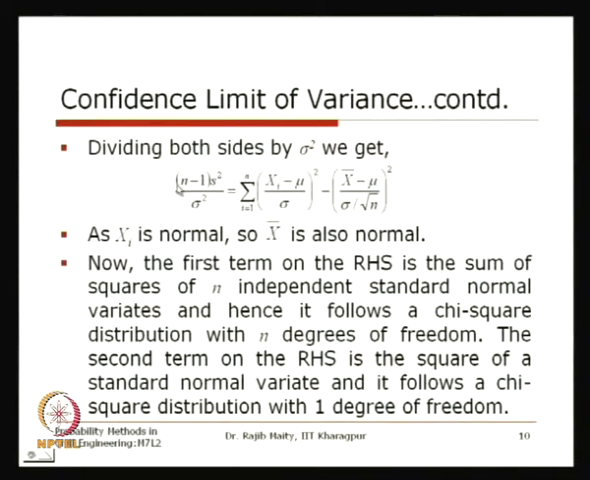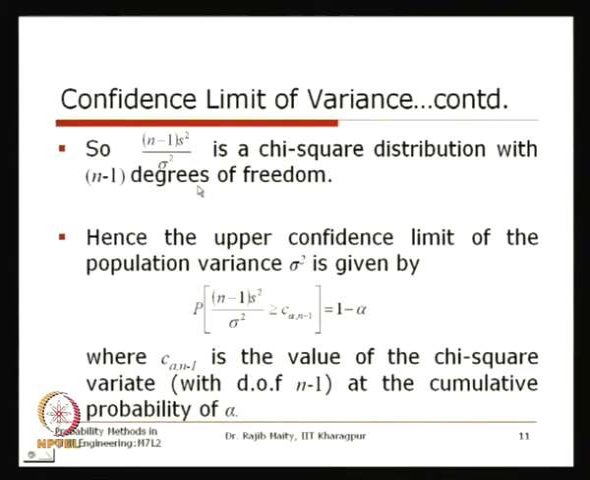That is why n minus 1 S square by sigma square, where S square is the sample estimate of the variance and sigma square is the population variance, is a chi-square distribution with n minus 1 degrees of freedom. This is what is written here. Once we know this distribution, whatever confidence limit we need, we can get from the chi-square distribution. So if we are interested in the upper confidence limit of the population variance sigma square, it is given by the probability that n minus 1 S square by sigma square is greater than or equal to C alpha, n minus 1, equals 1 minus alpha.